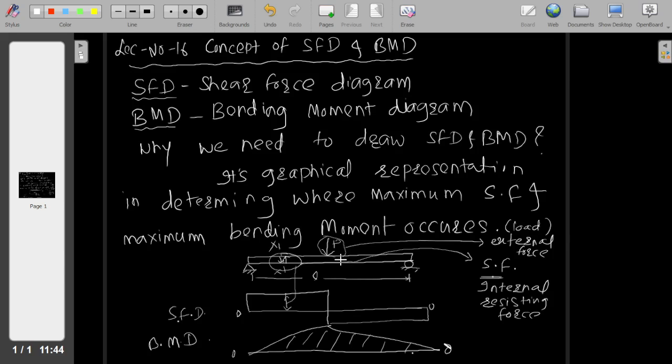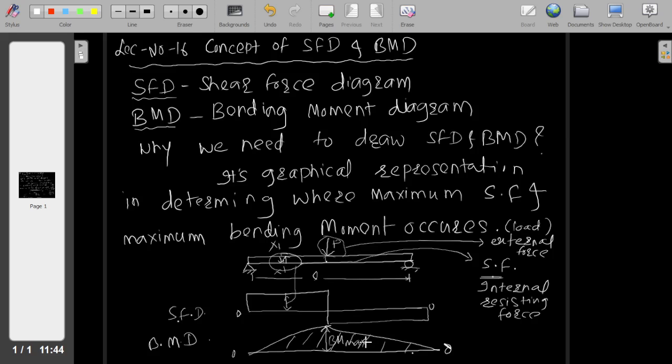For a simply supported beam, at the point where the load is applied, the bending moment is maximum. Here the support is a pin support, so there will not be any movement; the movement ultimately comes at this end only. Here again the support is a roller, so only one reaction comes over here.